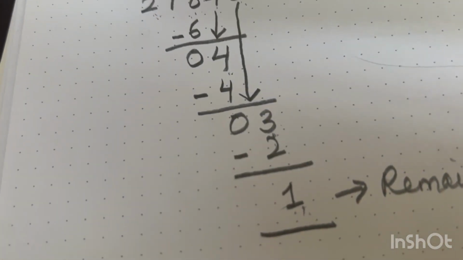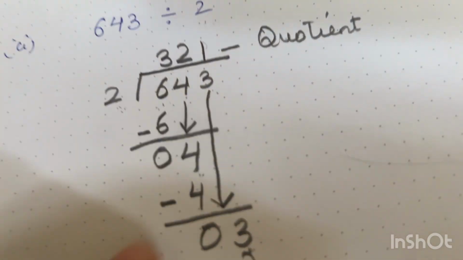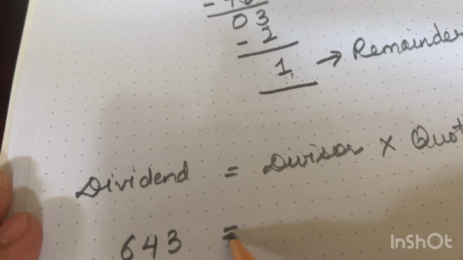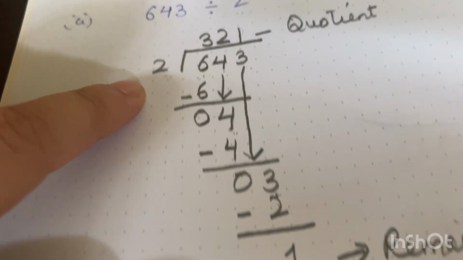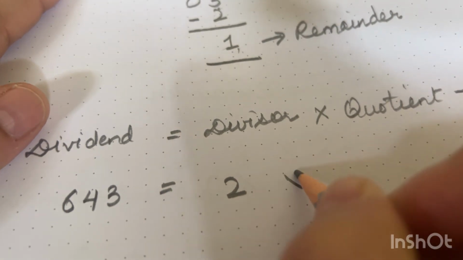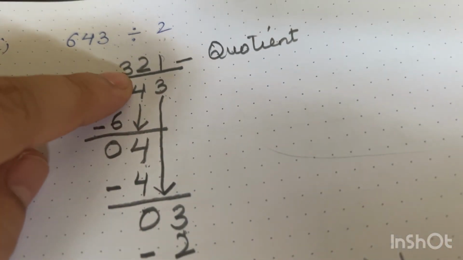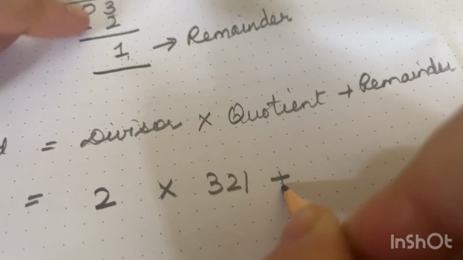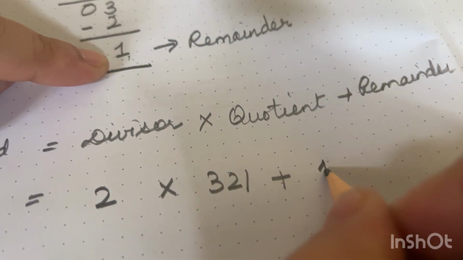So here our dividend is 643. So let us write it here. Divisor was 2. So let's write it here. Multiply by our quotient was 321. So let us write it here. Plus our remainder was 1. So let's write it down here.